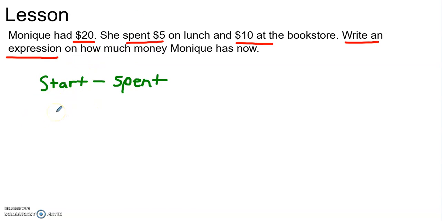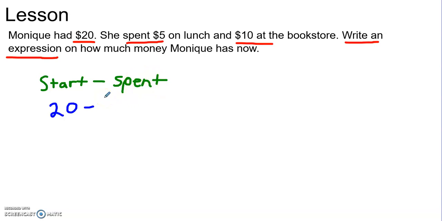So I look and I go, how much did she start with? She started with $20, right? Because it says Monique had $20. So I'm going to write 20. And I'm minusing how much she spent. But here she said she spent $5 and $10. 5 for lunch, 10 at the bookstore. And it says to write an expression. So I know that 5 plus 10 is 15, but that's not part of our expression because they kept it separately. So I have to minus those two amounts, but I only made one category of what she spent.